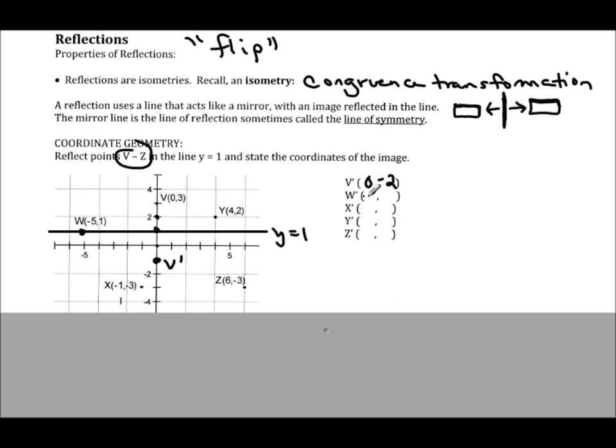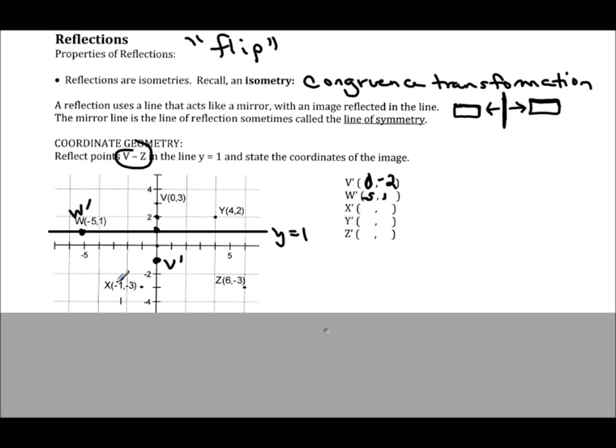So W will stay at -5, 1 on the line. So this is also W prime. Okay, so I'm going to do one more with you and then I'm going to have you do the last two on your own. Let's look at X prime.